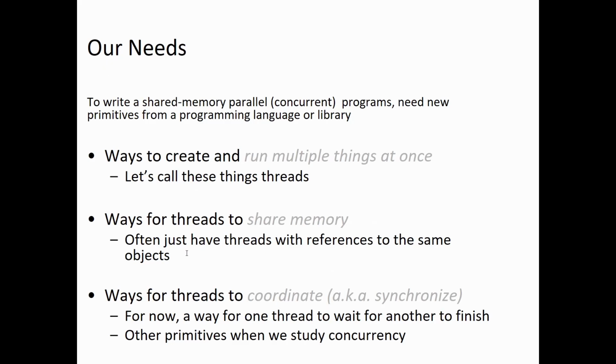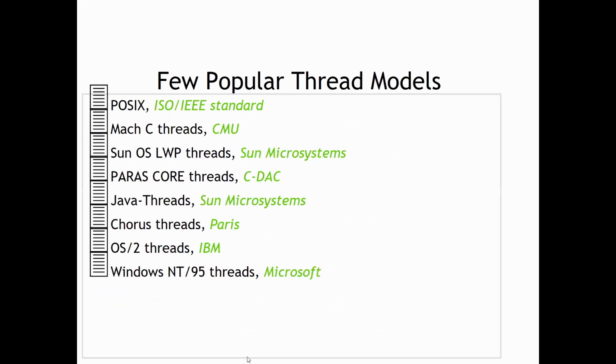And we need a way to coordinate or synchronize. This is the correct naming, but maybe the word synchronization doesn't really mean anything to you yet. I hope that after my second lecture it will mean a lot to you. So we need a trick that will force, for example, one thread to wait for another to finish, and other primitives that are needed to solve the problem of concurrency. We will be talking a lot about it during today's and the next lecture.